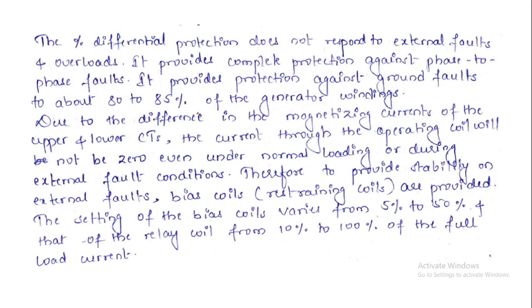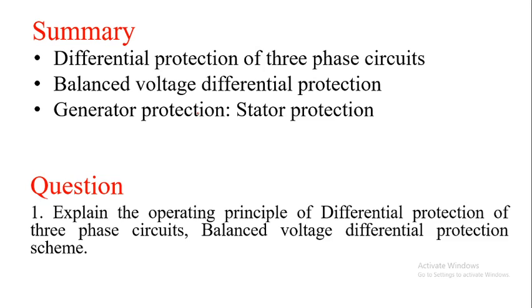Therefore, to provide stability on the external faults, bias coils, the restraining coils, are provided. The settings of the bias coil vary from 5% to 50%, and that of the relay coil from 10% to 100% of the full load current. So depending upon your load current, the settings of these restraining coils as well as the operating coil are going to vary. The setting of the restraining coil is from 5% to 50%, whereas for the operating coil it varies from 10% to 100% of the full load current, that is for the operating current as well as the restraining current. So this is about today's class.